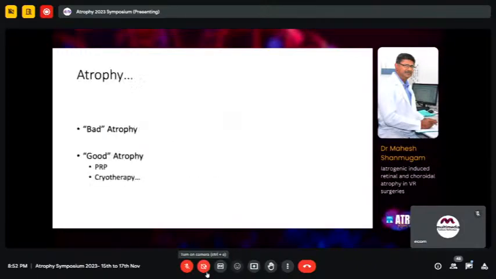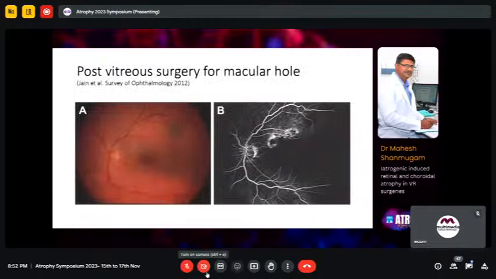I have broadly classified atrophy as bad atrophy and good atrophy. Bad atrophy is something which is not desirable and has resulted in vision loss, and it was inadvertent. And good atrophy is something which is intentionally created to make sure the patient maintains the vision. Something like surgical photocoagulation cryotherapy, where we do create atrophy, but at the same time, it's for the larger good. Let us start by looking at examples of bad atrophy.